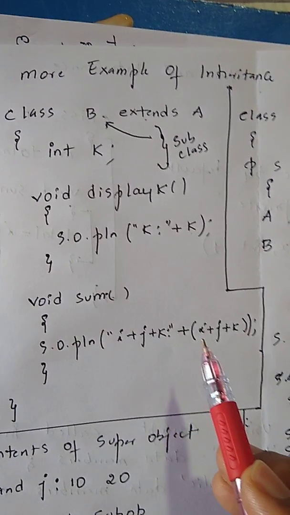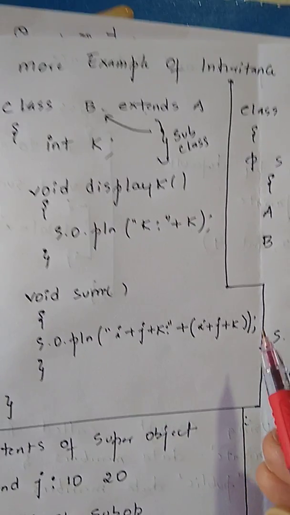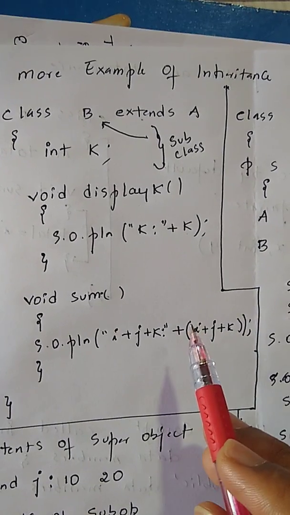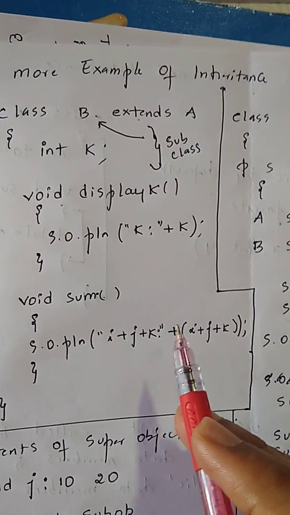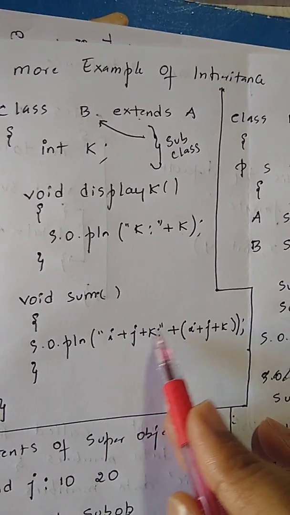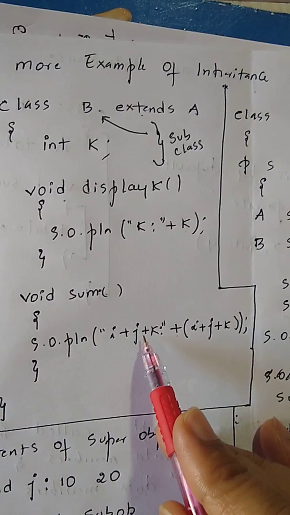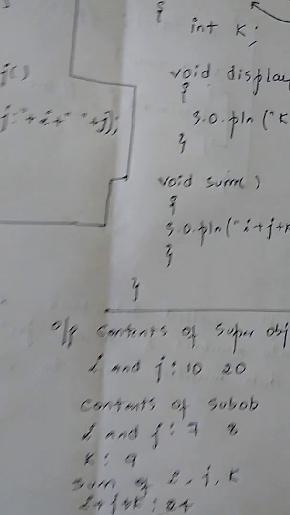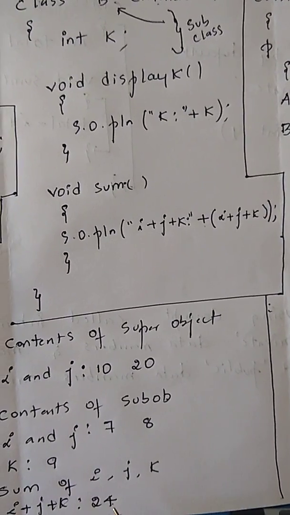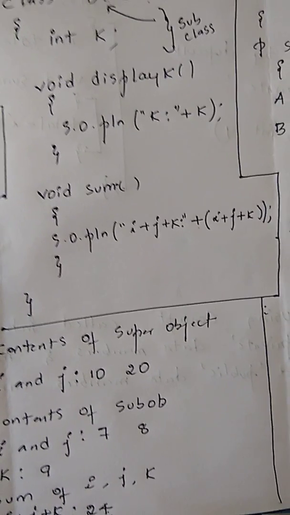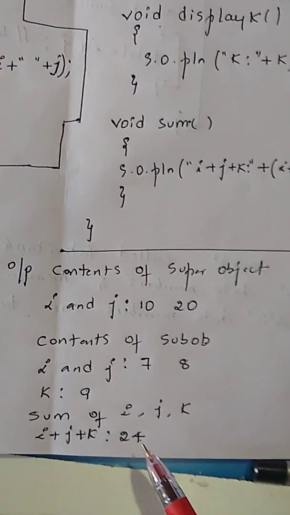So observe here carefully. Since I'm using brackets, this will be executed first. It will take the values of i, j, and k, and add them. Then that will be concatenated with this one. So we'll get the output in this way: ijk colon, next 24, because 7 plus 8 plus 9 is how much? 24. We'll get output in this way.